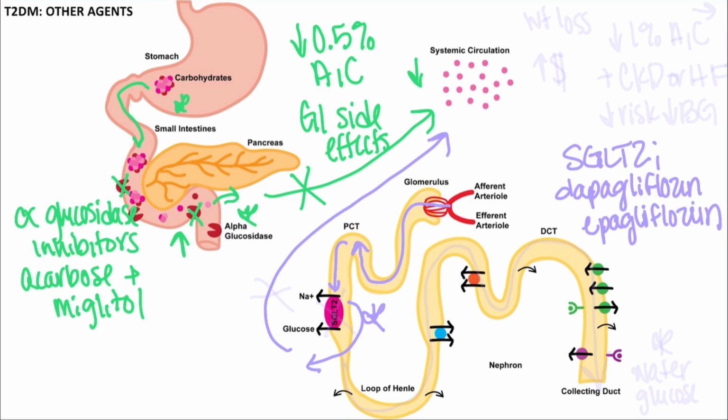So by inhibiting this transporter with our SGLT2 inhibitors, glucose cannot be reabsorbed back into the bloodstream to contribute to the elevated blood glucose, and instead remains in the urinary filtrate to be excreted from the body. And this also leads to diuresis because water will follow the glucose instead of being reabsorbed. So these agents have a lot of benefit. They lead to about a 1% reduction in A1C.